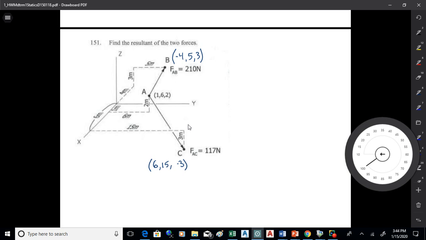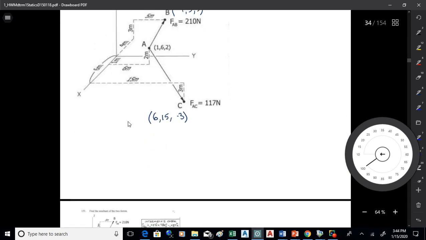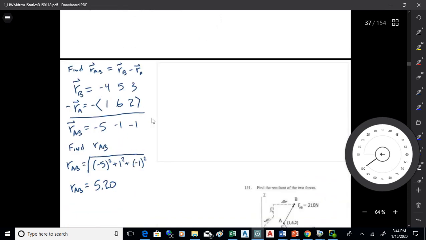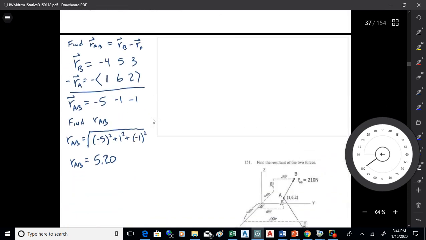So that's a skill you're going to want to have. You're going to be able to read the coordinates. So for B, it's -4, 5, 3, and for C, it's 6, 1, 5 minus 3. Okay. So you want to get the coordinates. You're given the coordinate of A. And there is a distinct process for this. And on that handout we did in class, I laid the process out. So the first part of the process is to take RB minus RA. And that will get you the vector that goes from A to B.